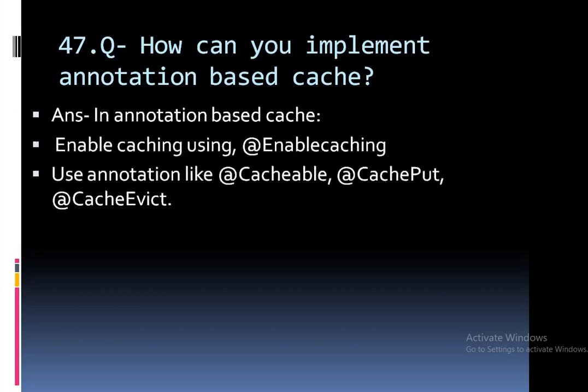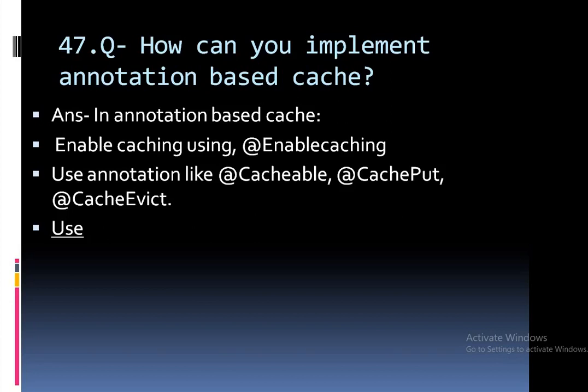How can you implement annotation based cache? In annotation based cache, we enable caching using @EnableCaching. There are three annotations: @EnableCaching, @Cacheable, and @CachePut, and @CacheEvict. And in the main class we should also write @EnableCaching.